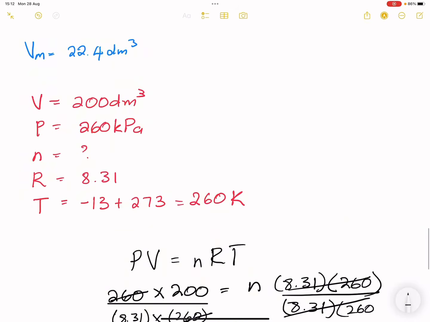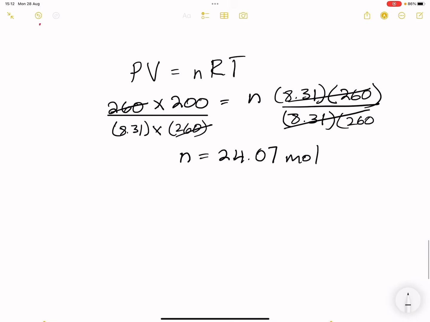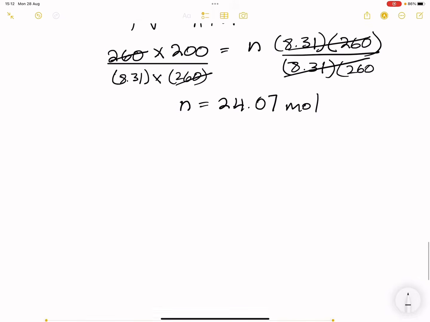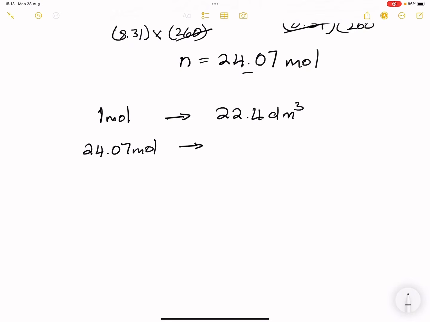Now we needed to find the volume that these moles will occupy at STP. So what you can do is use ratio and proportion and simply say 1 mole of any gas at STP occupies 22.4 cubic decimeters. So the question is, if I've got 24.07 moles, what would be the volume that it occupies? And all you do is cross multiply.